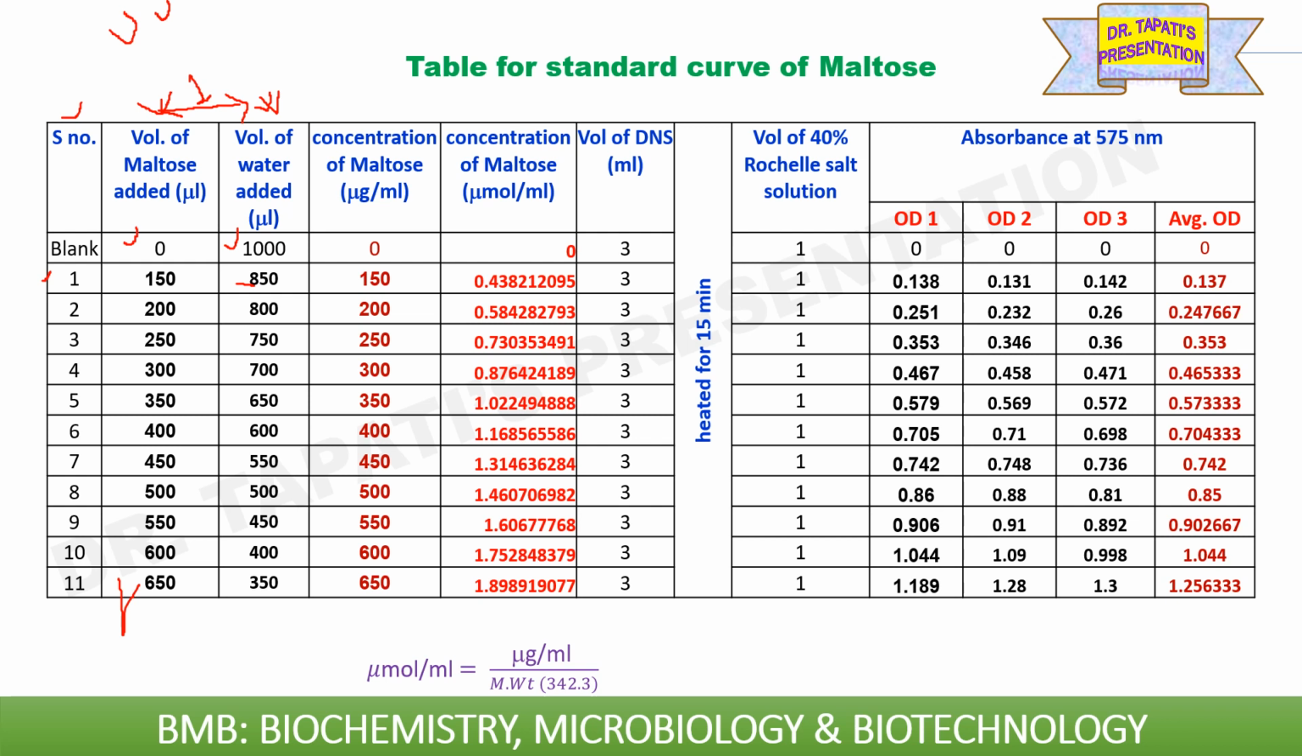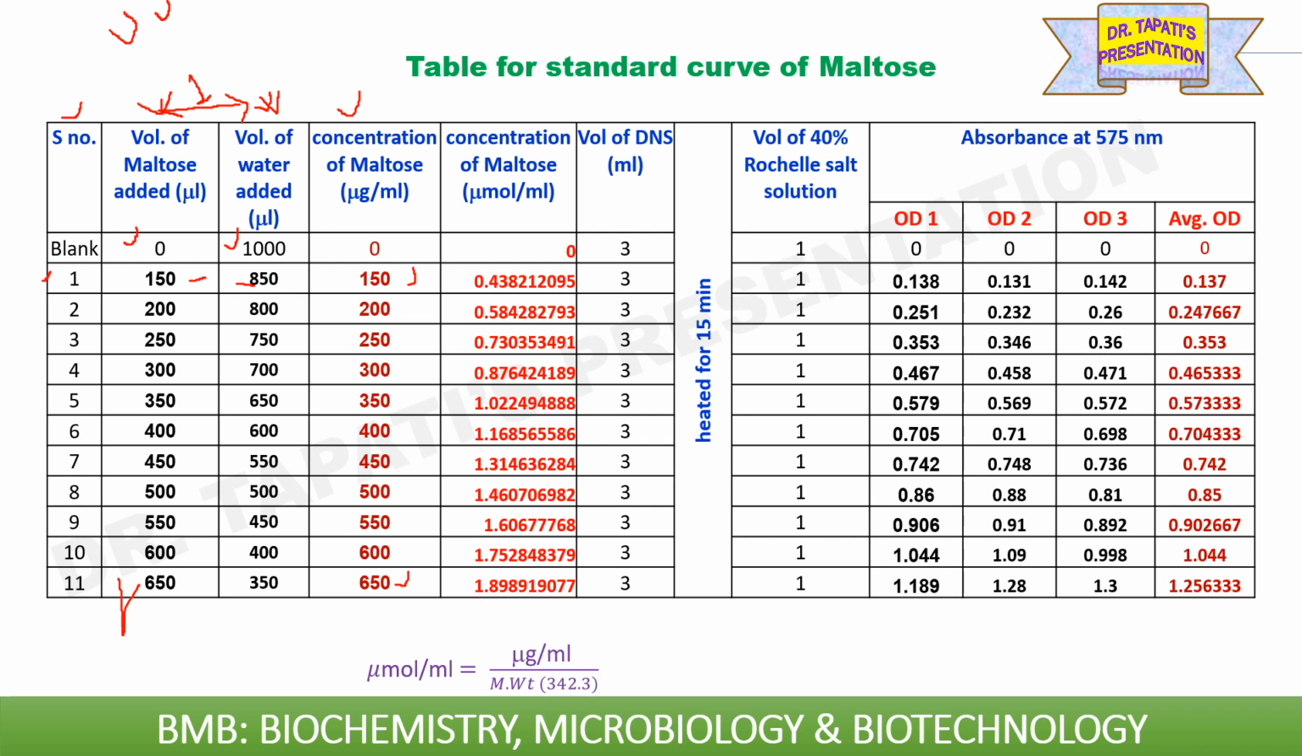Now, you can measure the concentration of maltose in microgram per ml. As 150 microliter is added in the first test tube, the concentration of maltose in that test tube is 150 microgram per ml. In this way, in the last test tube, the concentration of maltose is 650 microgram per ml.